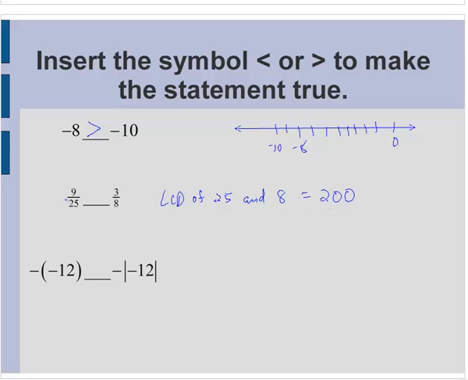So if I build up the first fraction, it would give me 72 over 200. And if I build up the second fraction by a factor of 25, that would give me 75 over 200. Now that they have an equivalent denominator, all we need to do is compare the numerators. 72 is less than 75, so therefore 9/25 is less than 3/8.